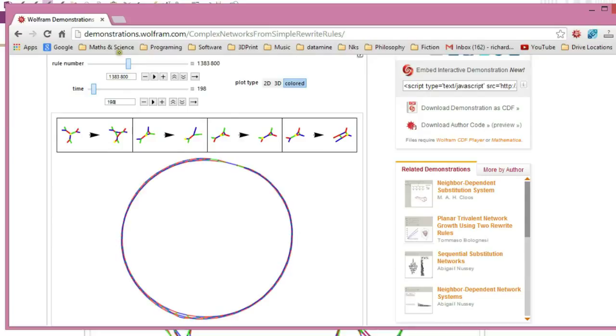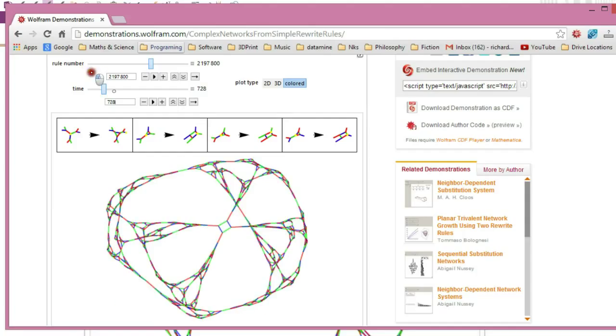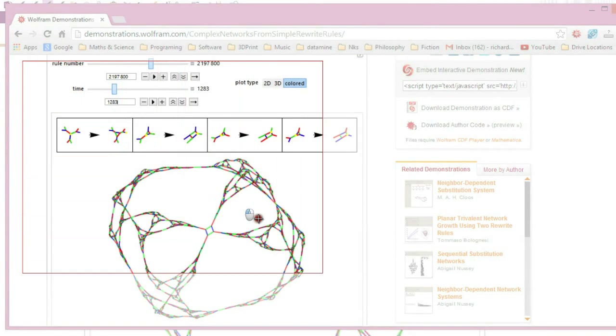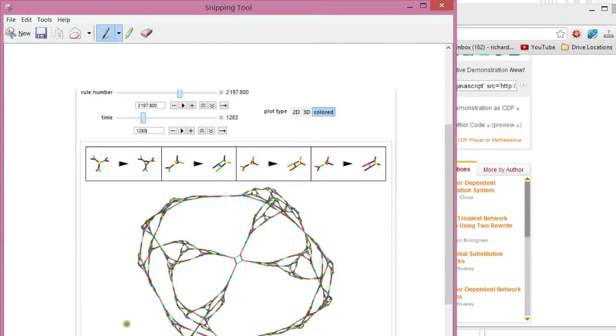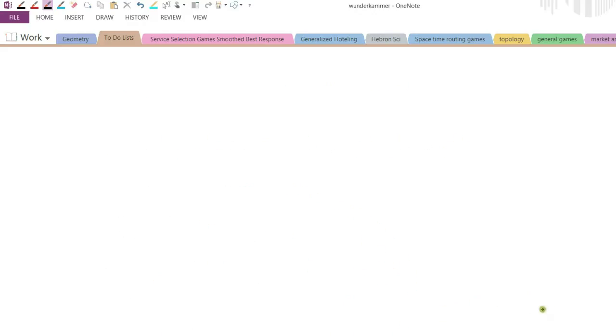Another circular rule. Is that another one like we've just seen? No, this looks more interesting actually. Okay, so let's take a picture of this. Again, we can add it to our collection.